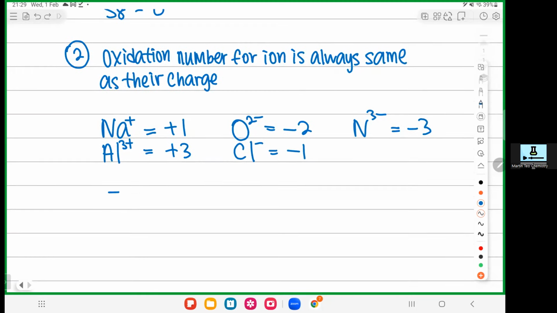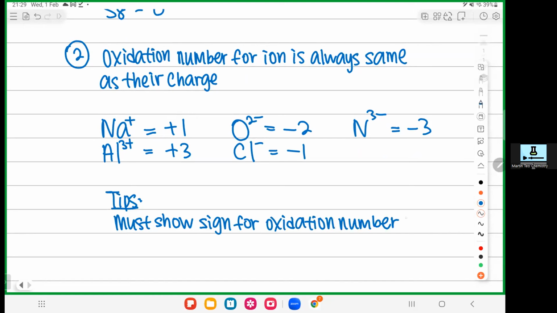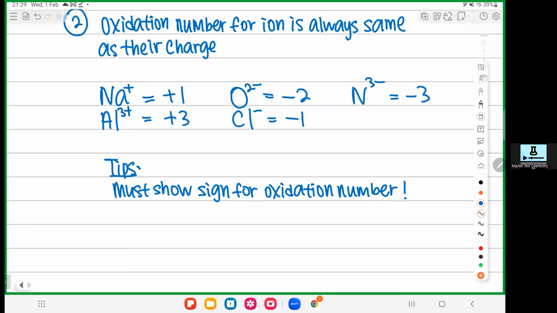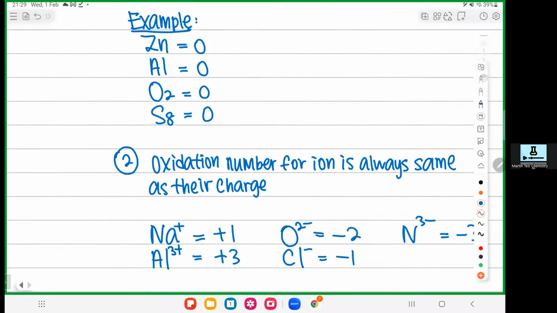Okay, so this is a tip. You must show the sign for oxidation number, no matter whether it is positive or negative, because in mathematics we normally don't show the positive sign, but not for oxidation number. For oxidation number, you must always show the sign. This is rule number 2.